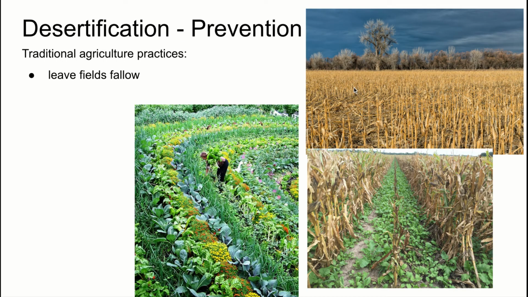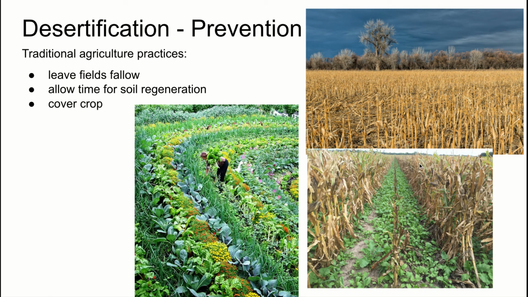That's called leaving your field fallow, and that will allow the nutrients that are in all of these corn stalks to be returned to the soil, and we won't be removing them from the soil. Allow time for soil regeneration, allow time for that decomposition, and time to return those nutrients to the soil.